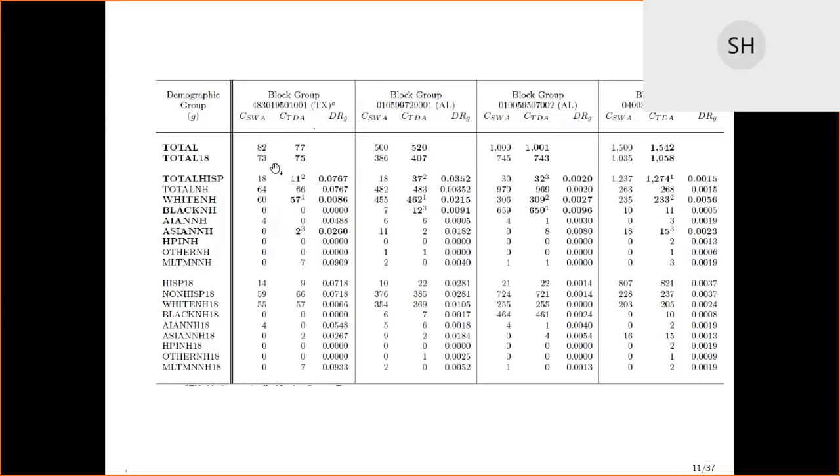The 18 and above population from 2010, 73. The top-down algorithm, 75. And so the specific demographic groups we look at, not all of them, but for our study we looked at 6, I believe: total Hispanic, white non-Hispanic, black non-Hispanic, American Indian and Alaska Native, Asian non-Hispanic, and Hawaiian and Pacific Islander non-Hispanic.